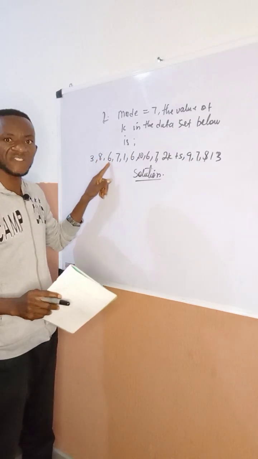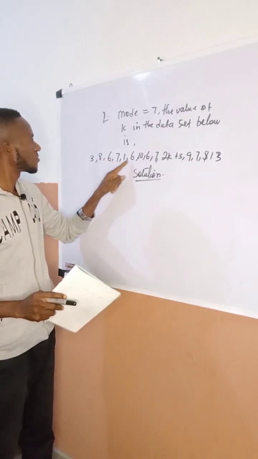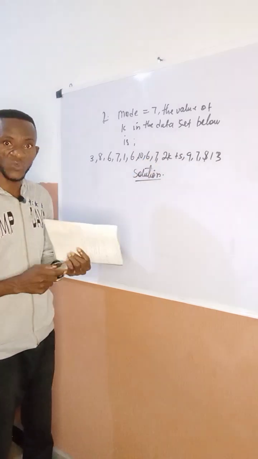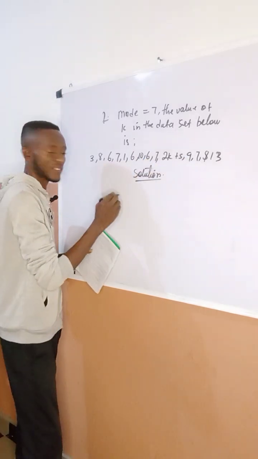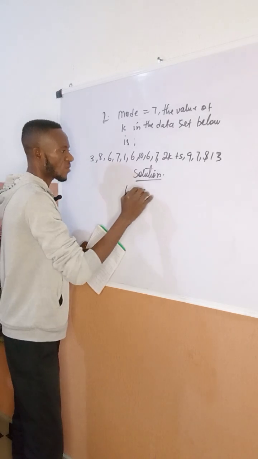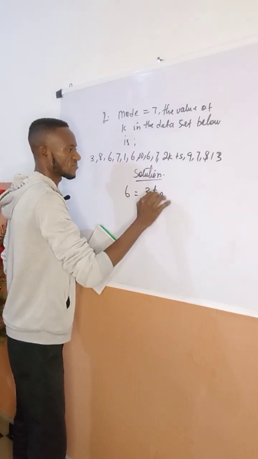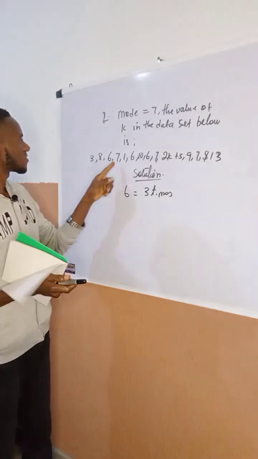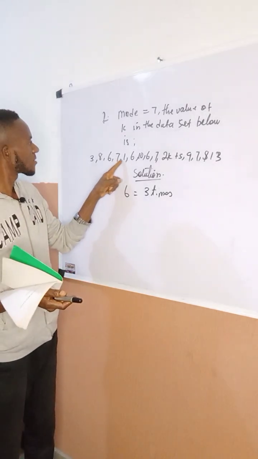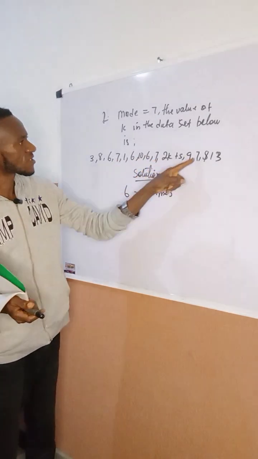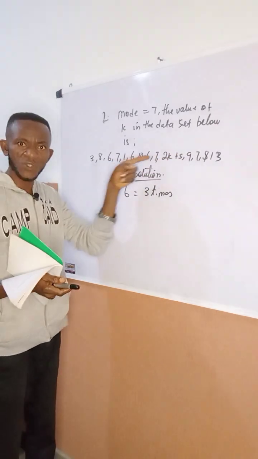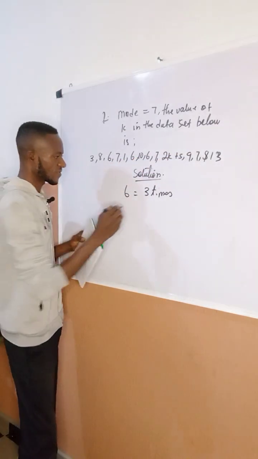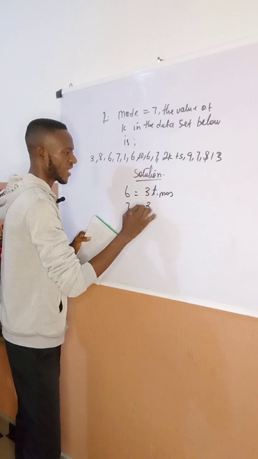We come over to 6. 6 occurred 1, 2, 3. So 6 occurred 3 times. We report that 6 occurred 3 times. Then we go over again. Here is 7. 7 occurred 1, 2, 3. 7 equally occurred 3 times here. So I am going to write 7 equals 3 times.